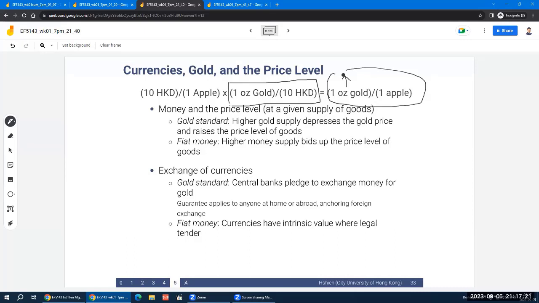The left-hand side, we cannot change this conversion ratio, right? Because under the gold standard, every country adopts a fixed exchange rate for some quantity of currency for some amount of gold. Let's just say 1 ounce of gold. And they have to hold that convertibility, unlimited quantity, forever.